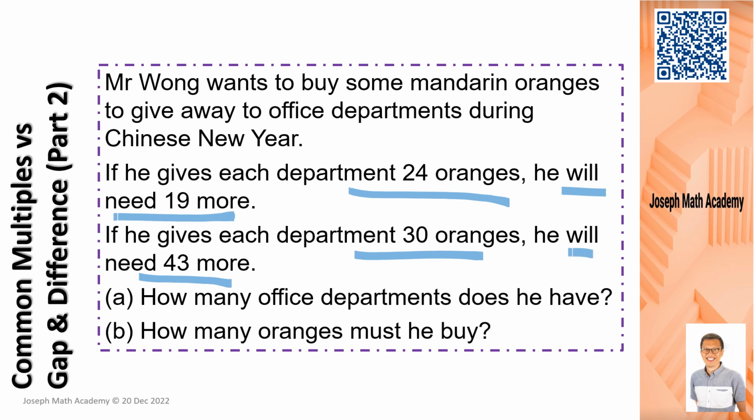I can't imagine we do listing common multiples of 24 and 30. And then we need to do the needful listing, then minus 19 for each listing, minus 43. Super tedious, super time consuming. And if it is a paper 1 question, the chances of making careless mistakes in our computation is there. Alright, so if the numbers are very huge, it is highly recommended to use gap and difference. Let me illustrate this using the next slide.